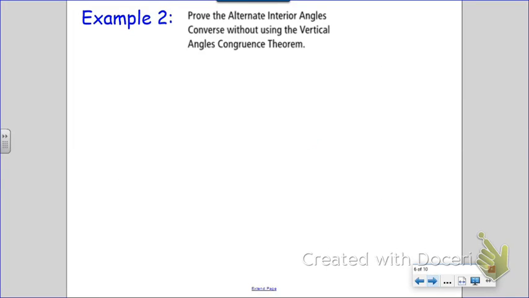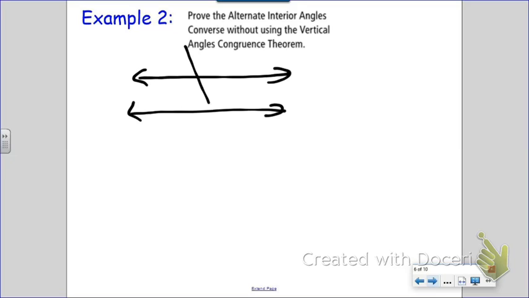Next example says prove the alternate interior angle converse without using the vertical angle congruence theorem. So what this is telling us is that we're going to show that given we have alternate interior angles congruent, the lines are parallel. So we'll write a formal two-column proof for this one. Start with a picture.